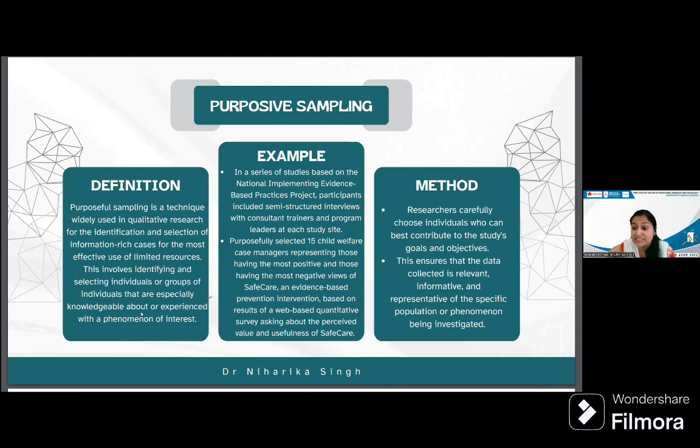But for this method, I will have to be very careful in choosing my representatives for the sample, and the individuals that I'm going to use for the sample, because that has to align with the goal and objective of the study. This has to be informative and very specific, but also very representative of the population that I have chosen for my study.